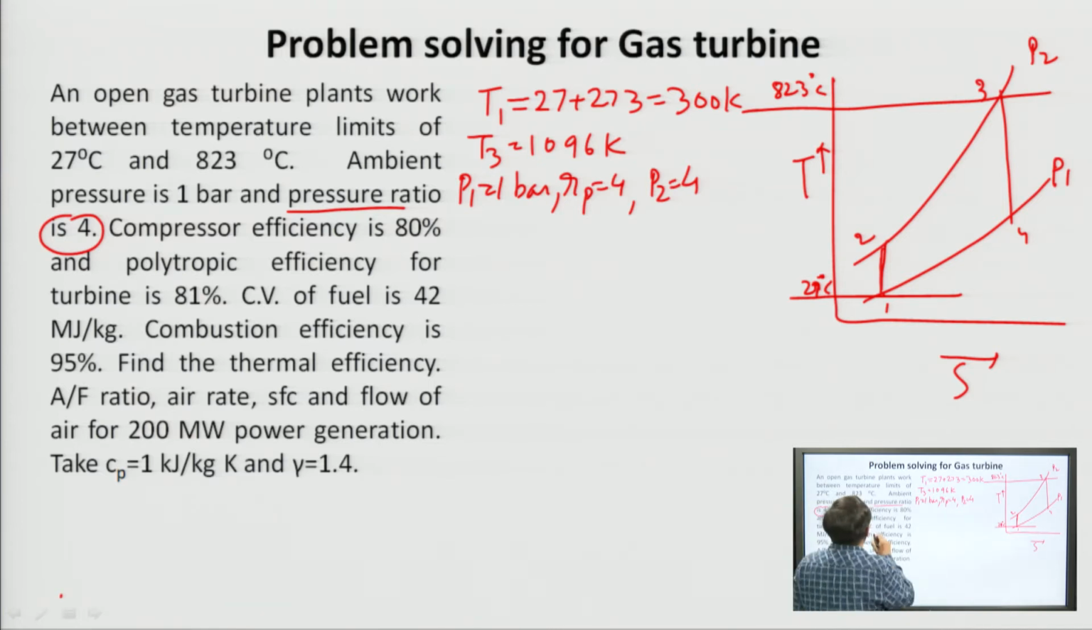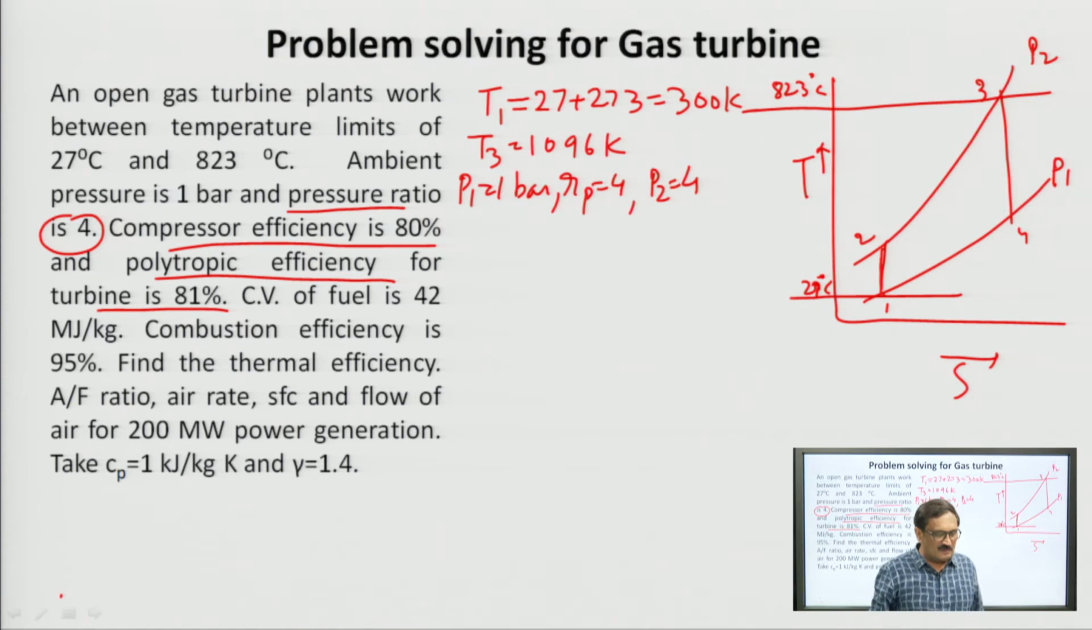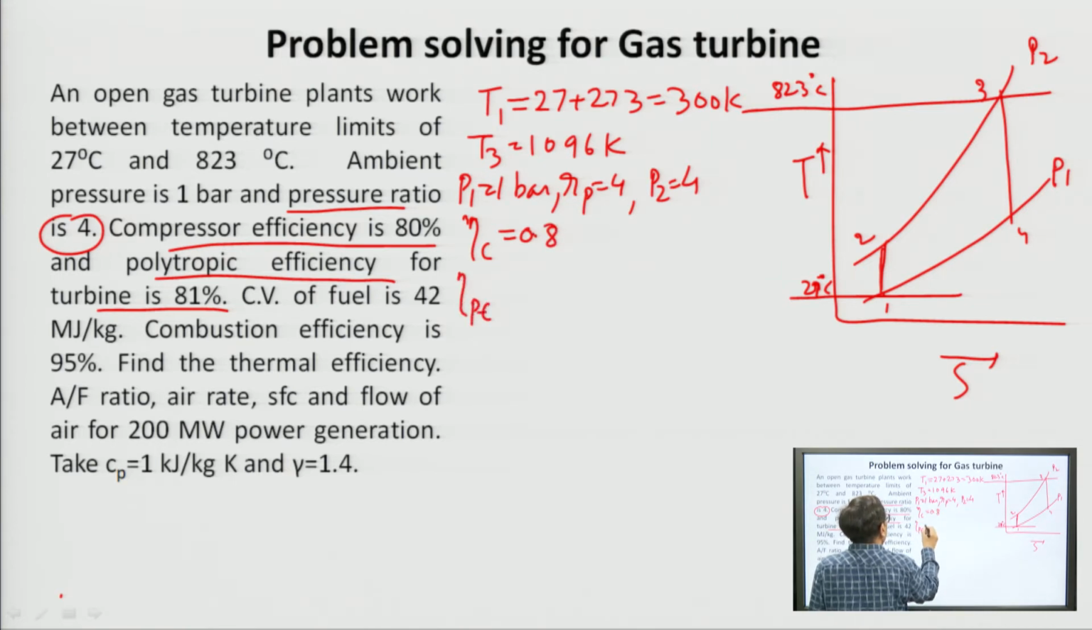Other things are given here: compressor efficiency is 80% and polytropic efficiency for the turbine. I have taken the case where both the isentropic efficiency and polytropic efficiency are covered. So, both are different things. Compressor efficiency means the isentropic efficiency, and polytropic efficiency we discussed in detail, it is a different thing. Here, for the compressor the isentropic efficiency is given as 0.8, 80%, and the polytropic efficiency for the turbine is given as 81%, 0.81.